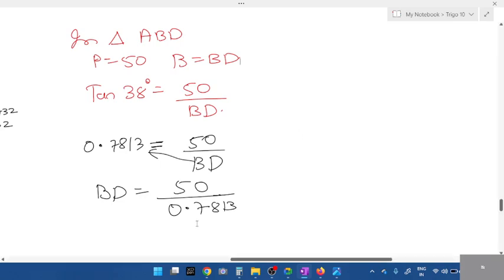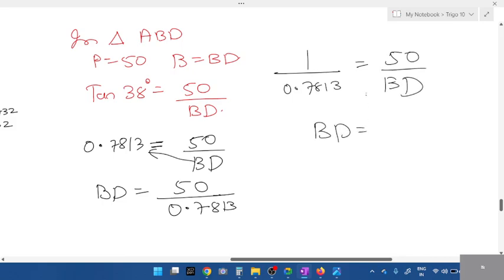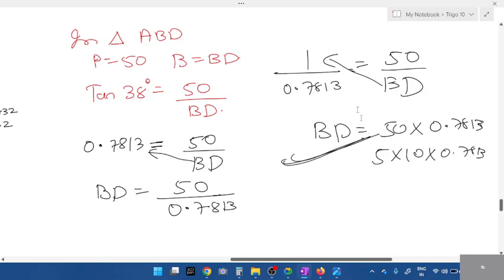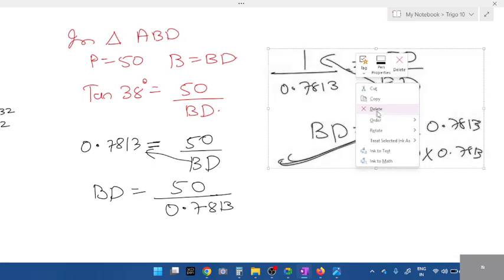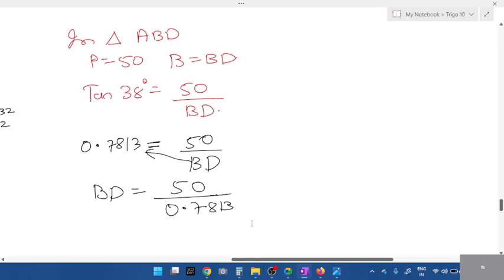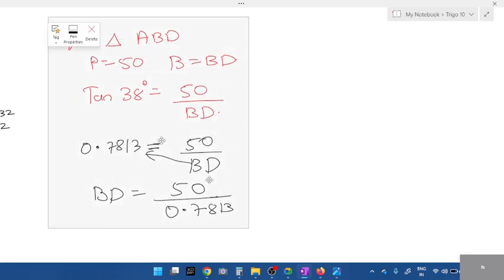Whenever you have a decimal in the denominator, what if the value was like this? 0.7813 is equal to 50 into BD. How do you find BD? If you want to find BD, what happens to 0.7813? Will you get multiplied or divided? Isn't it easy to multiply a decimal number? You can multiply 50 into 0.7813. So if it is multiplication, it is easy, students. Remember this concept: multiplication is easy. Division is very tough. It would take a lot of time. So I'll tell you how to calculate this. All of you stop writing. Listen.